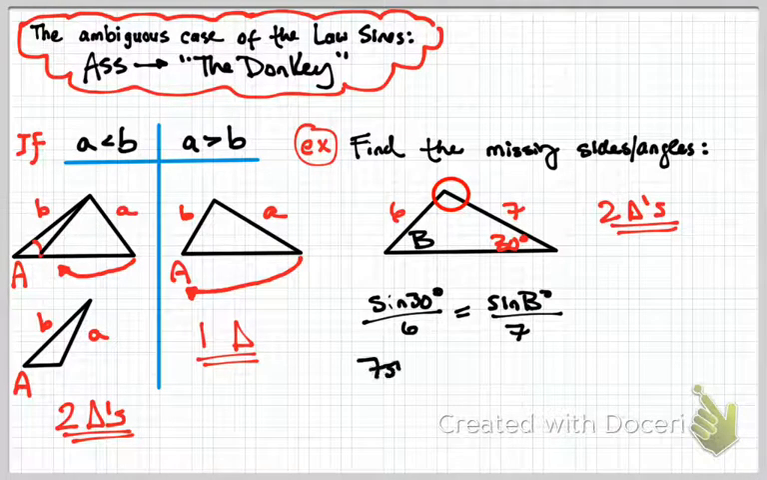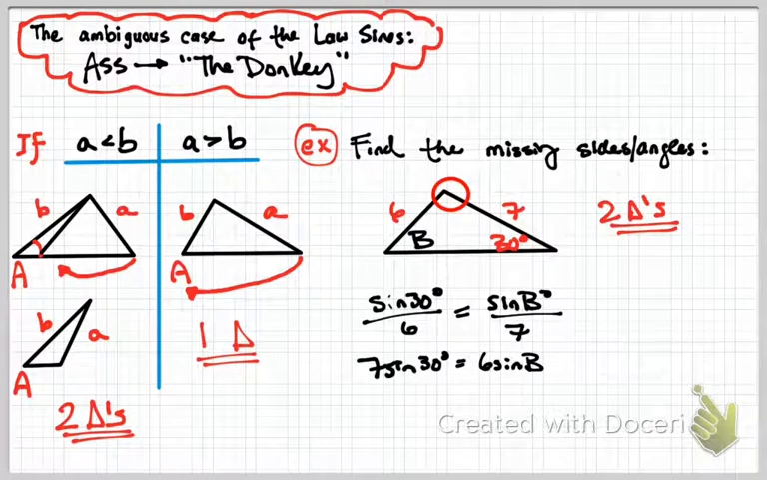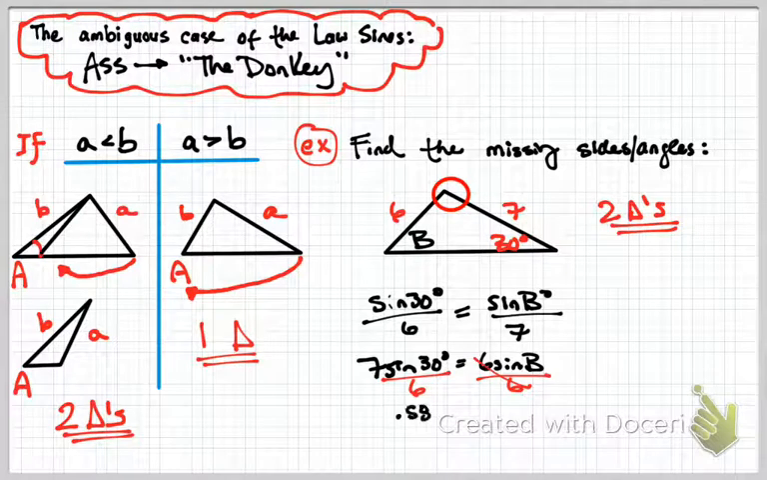We get 7 sine of 30 equals 6 sine of B. It's important not to put this in your calculator until the last move, so we keep it accurate. Divide by 6. Now, if we do that, I should use my calculator here. Let's see, mode, degree, 7 sine of 30 divided by 6. You get 0.583 equals sine of B. That I do want you to put in your calculator. Now leave that number in there.